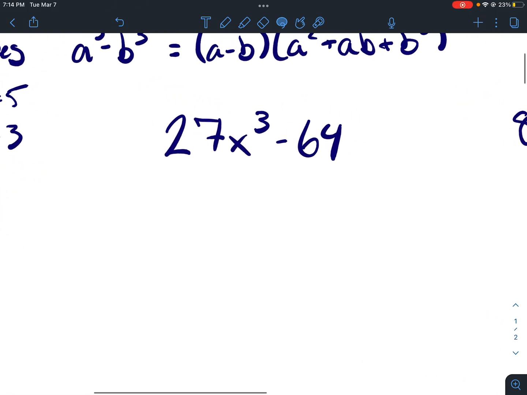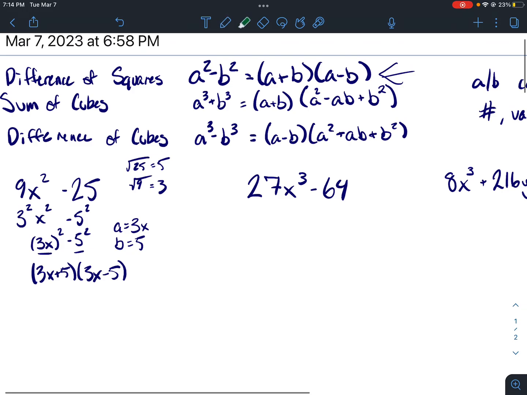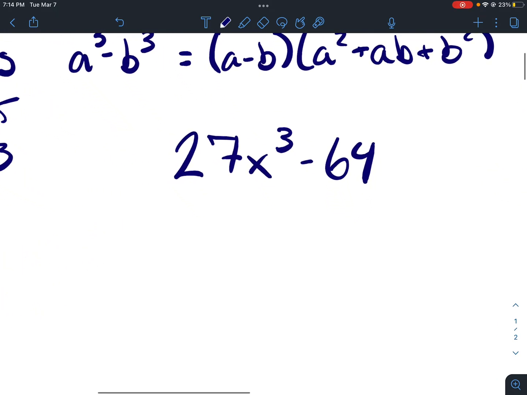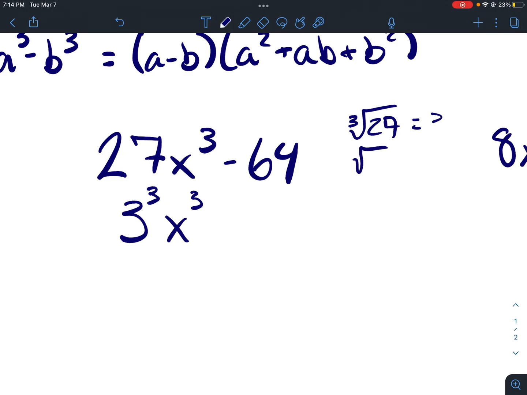Moving on to the difference of cubes. We're going to use this bottom formula here. I want to write everything as cubes. Over here we wrote everything as squares. Now I want to rewrite everything in cubes. So for 27, I'm going to take the cube root of 27. That's going to be 3. So I rewrite this as 3 cubed x cubed. And then the cube root of 64 is 4, so this is 4 cubed.